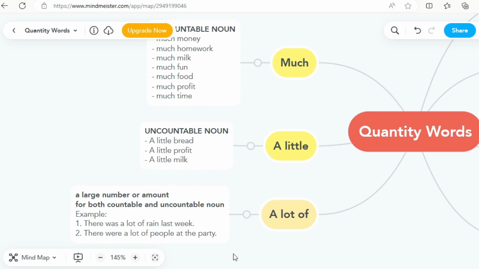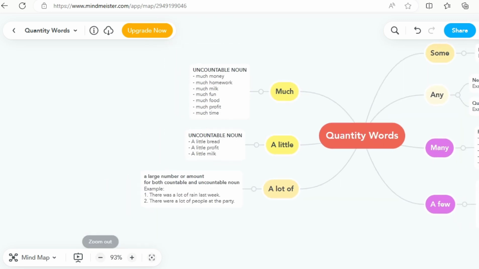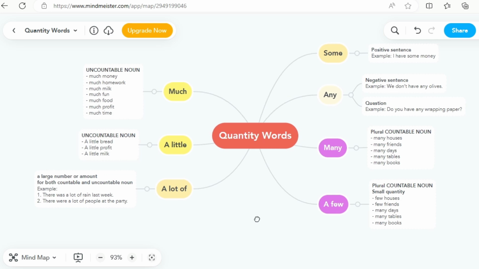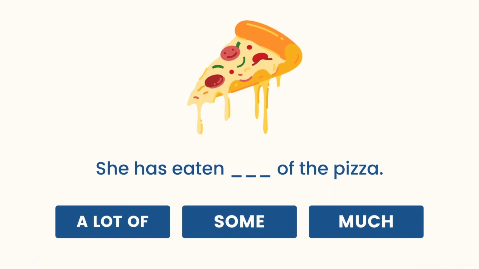Okay, so that's about quantity words, everyone. Here again, if you want to state something countable, you can use many and a few for plural things. And if it is uncountable, you can use much or a little. Besides that, you can also use some, any, and a lot of, but please consider the form of the sentence and also the amount. Now it's time to practice.